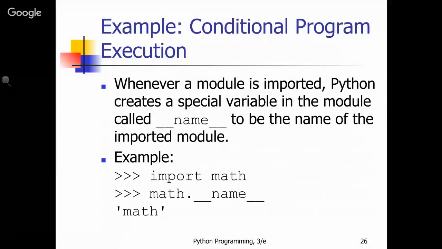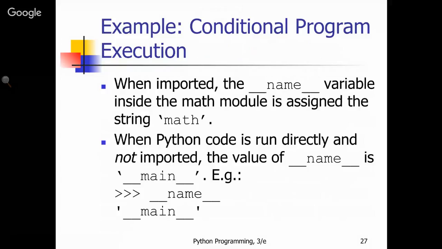And the reason this is possible is because Python creates this special variable with underscores, name. And this is the name of the imported module. So it always will create this variable. And now, because of the variable, you can do a condition and check if the name of the variable is main, you know, you want to run the program. Otherwise, it's a module.